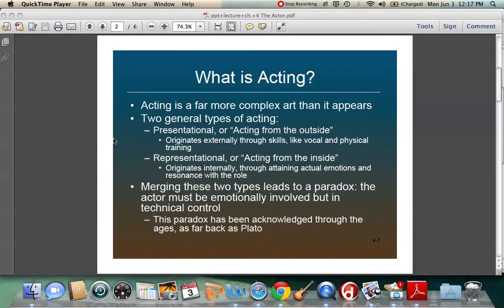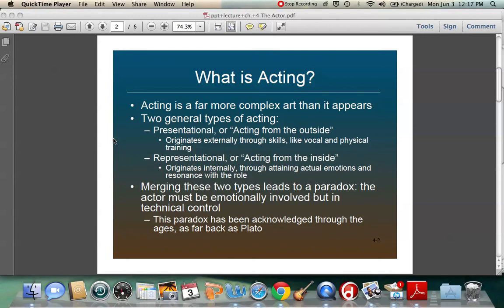What is acting? Acting is a far more complex art than it appears. It might seem you just say the words on the page, but that's a lot harder than it sounds. We can break acting down into two general types. You might remember these terms from the beginning of the semester: presentational or representational.